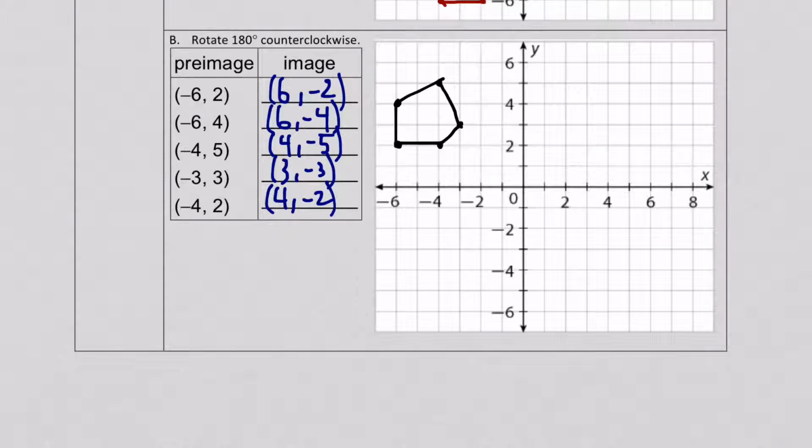And then I do the image, 6, negative 2. Right here. 6, negative 4. Right there. 4, negative 5. Right here. 3, negative 3. 4, negative 2. Connect them. And there's your figure. That's a 180 degree rotation. Clockwise, counterclockwise, does not matter.